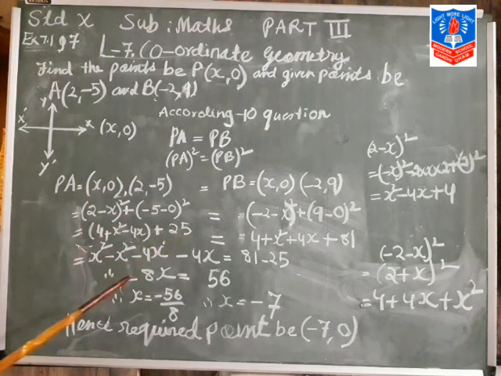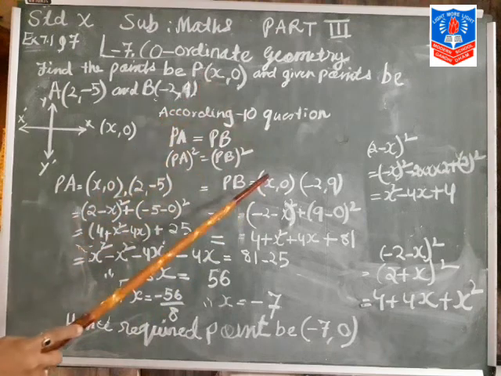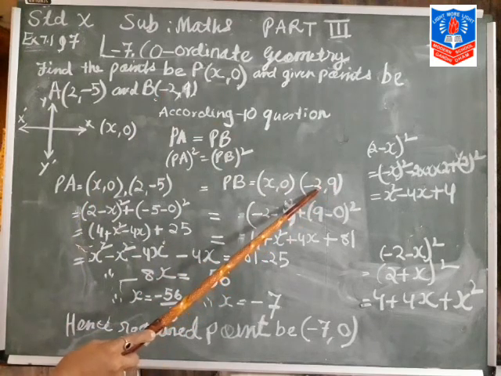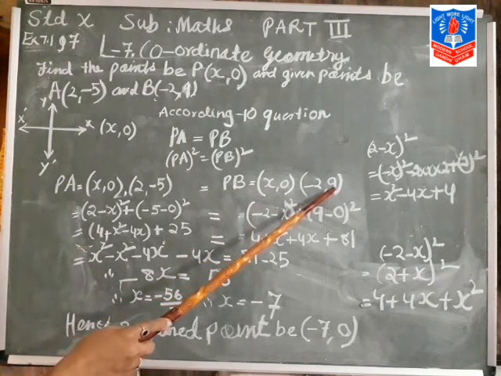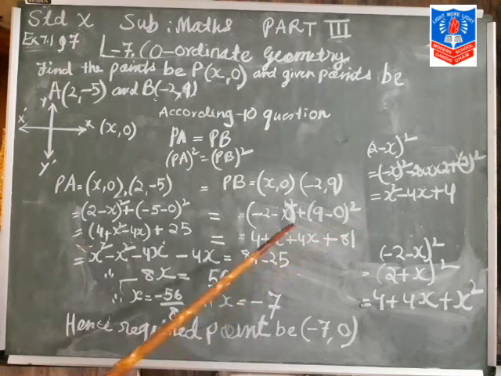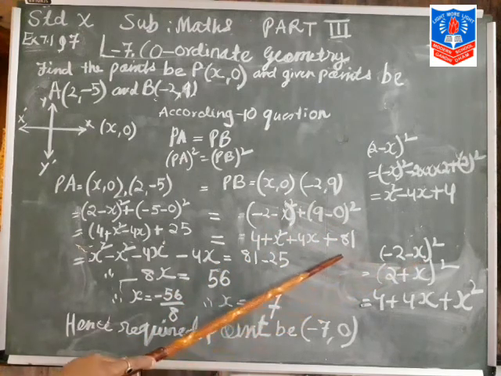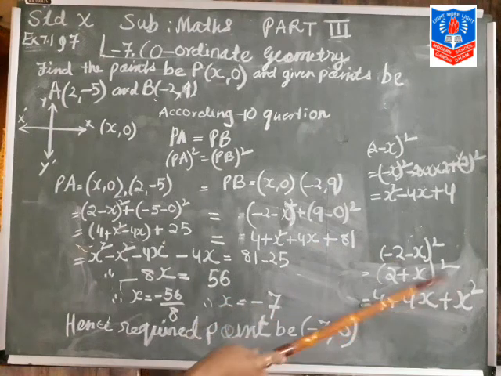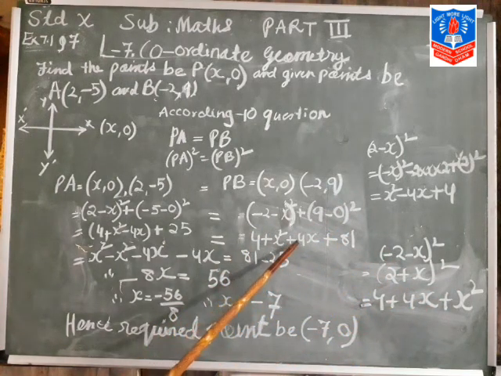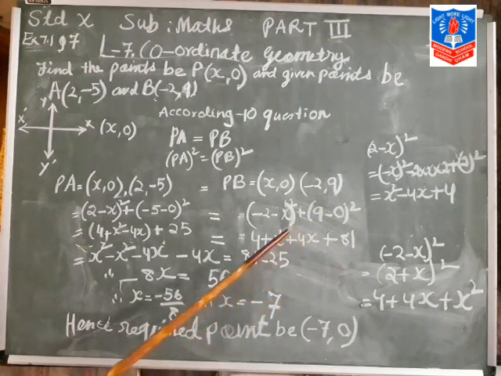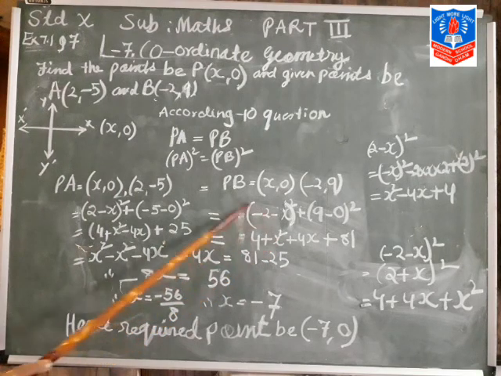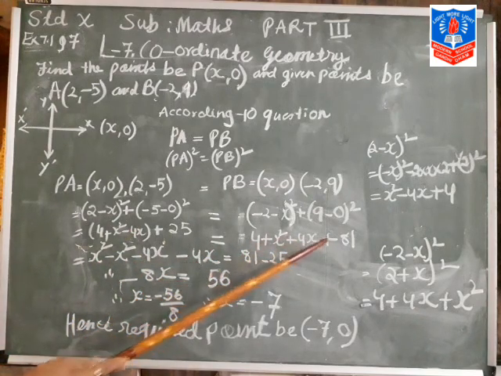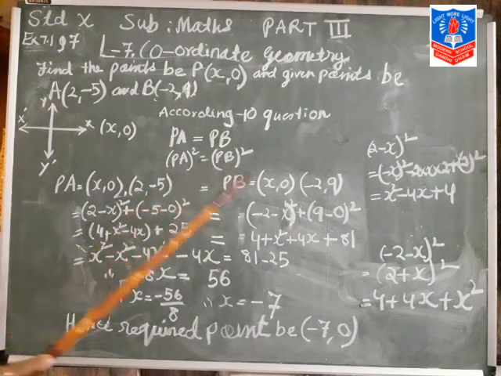Now PB: P is (x, 0) and B is (-2, 9). So (-2 minus x) whole squared plus (9 minus 0) whole squared. The minus sign is outside, so we can write (x plus 2) squared, which is 4 plus 4x plus x squared, plus 9 squared, which is 81. The x squared shifts from right to left and changes sign, minus 4x plus 4x, and we write minus 4x plus 81. When 25 shifts, we write minus 25.